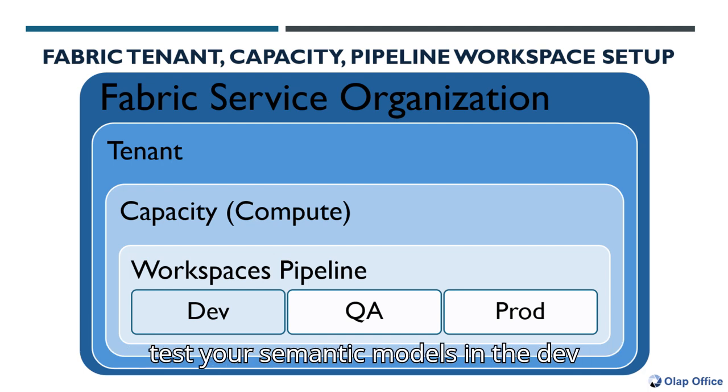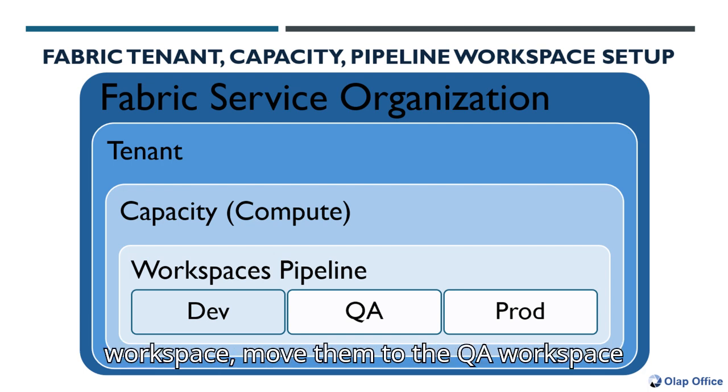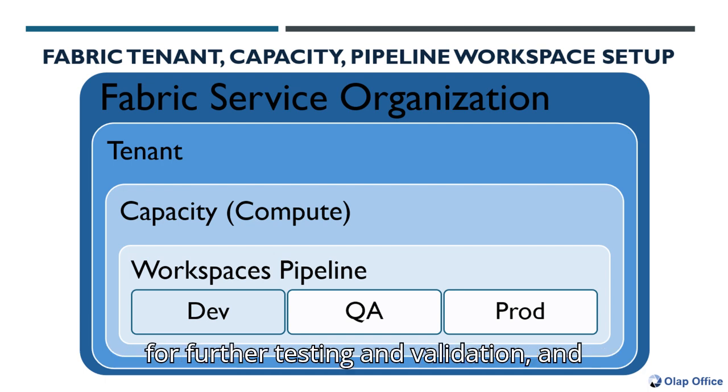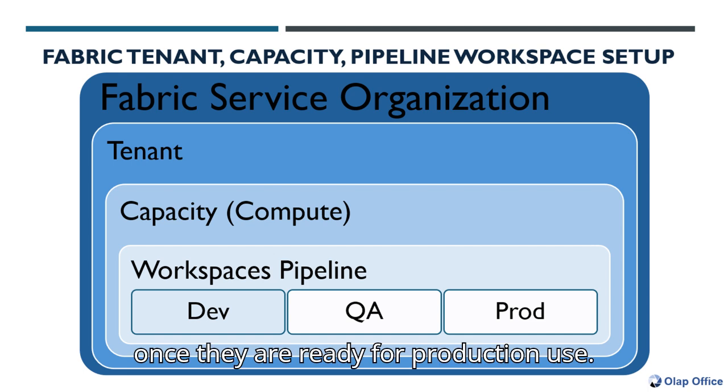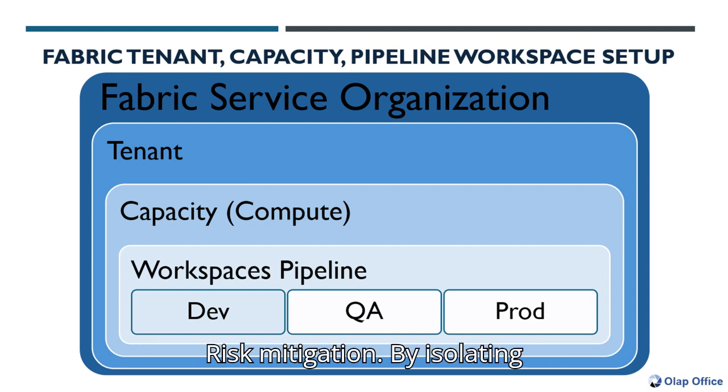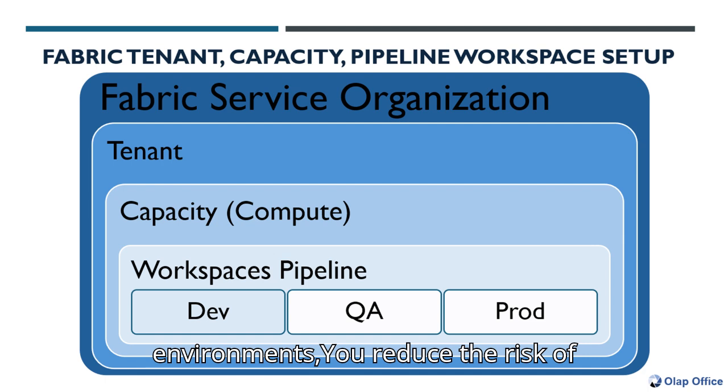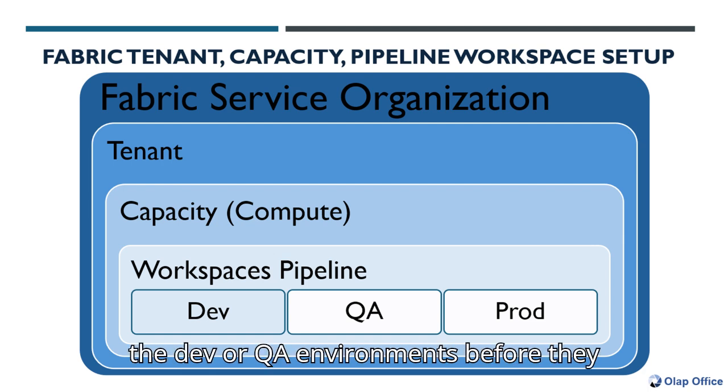You can develop and test your semantic models in the dev workspace, move them to the QA workspace for further testing and validation, and finally deploy them to the prod workspace once they are ready for production use. Risk mitigation. By isolating environments, you reduce the risk of introducing errors or issues into the production environment. Any bugs or issues can be identified and resolved in the dev or QA environments before they reach the end users.